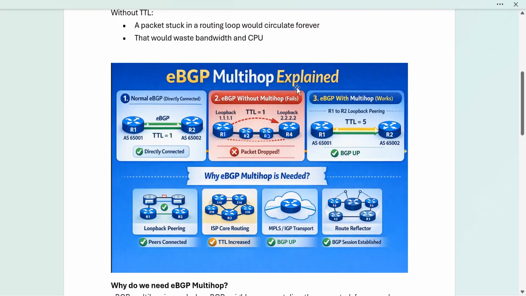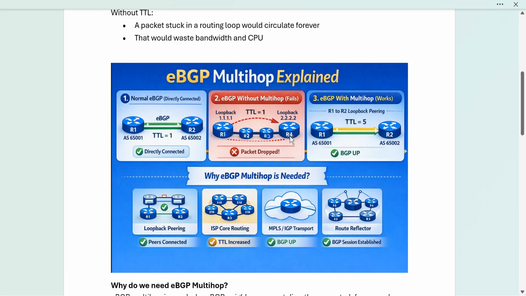So you can see EBGP multi-hop explained in the diagram. You can see in the normal EBGP scenario, I am just forming the neighborship between two routers, and you can see those are directly connected. So by default the TTL value is one here. And if I want to make a neighborship between R1 and R4, right?